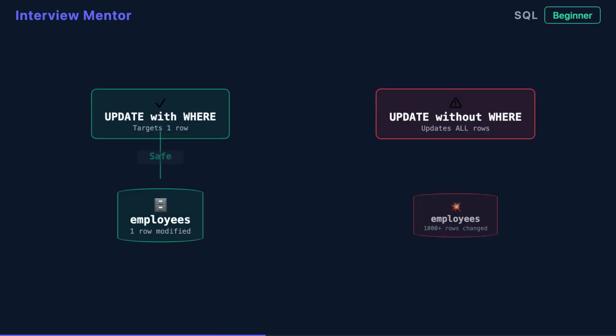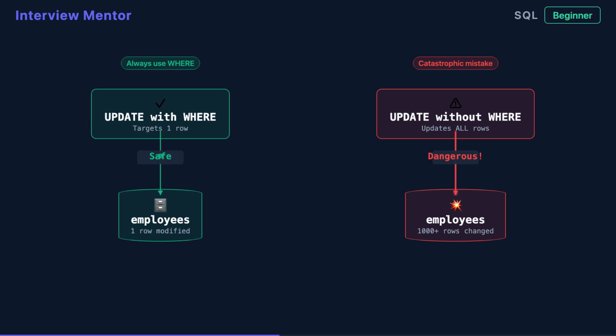This is the most dangerous mistake in SQL. Forgetting WHERE means your UPDATE applies to every single row in the table. One missing line can corrupt an entire database. Always double-check your WHERE clause before executing.